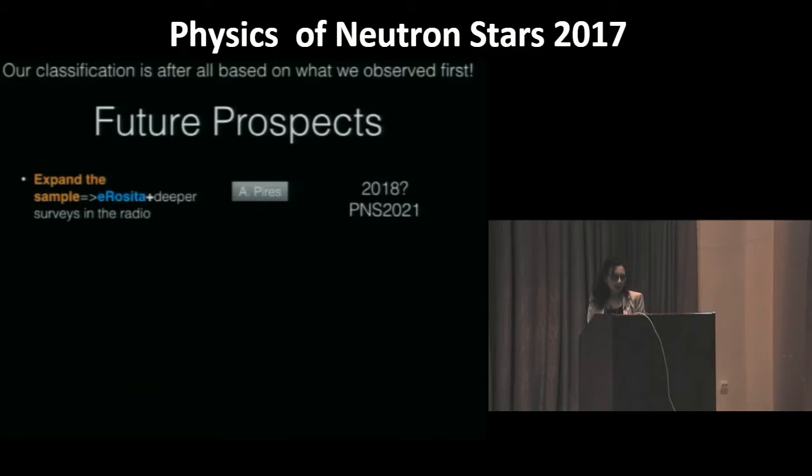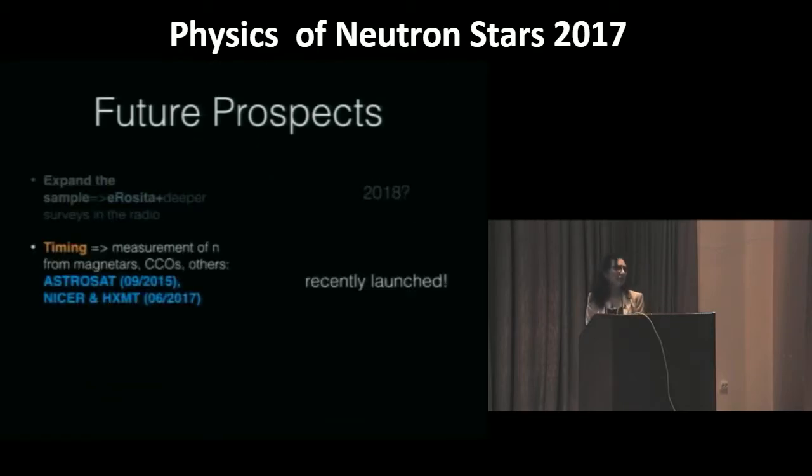Moving on to future prospects. The loss of the Hitomi mission was a huge blow for X-ray astronomy. However, we have a number of missions recently launched or about to be launched. eROSITA, we'll hear about that later in the session. But this is going to be very important because it's going to help us expand that extremely limited sample of pulsar SNR associations. And on top of that, hopefully it will allow us to discover softer X-rays or weaker X-rays from the CCO descendants. And that's going to be very important to address magnetic field evolution.